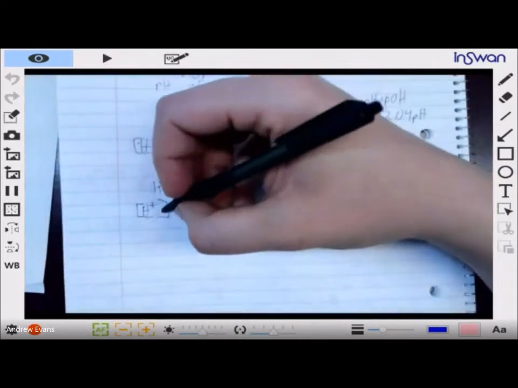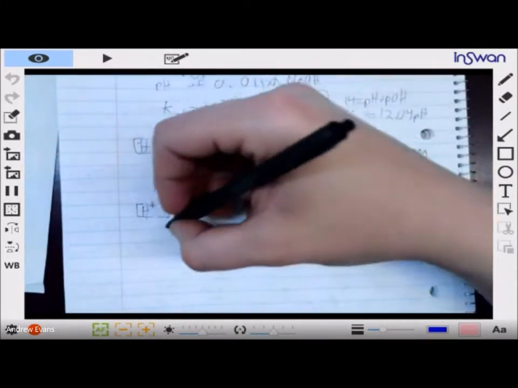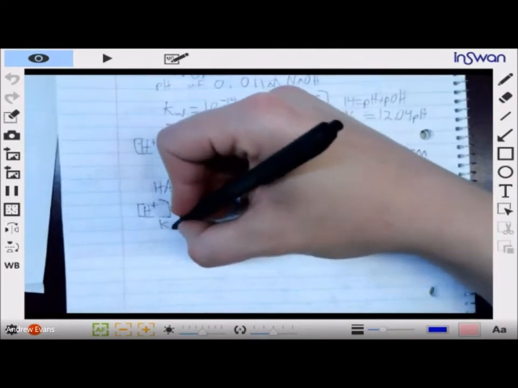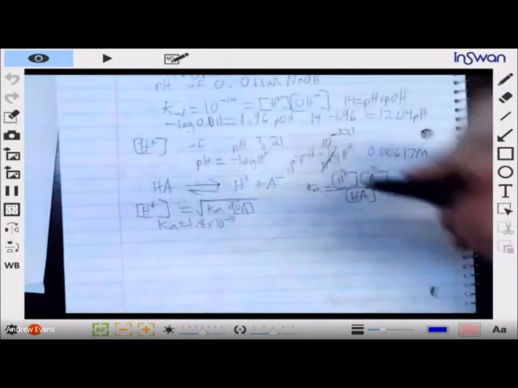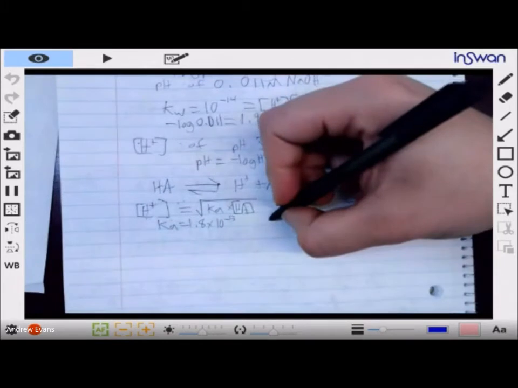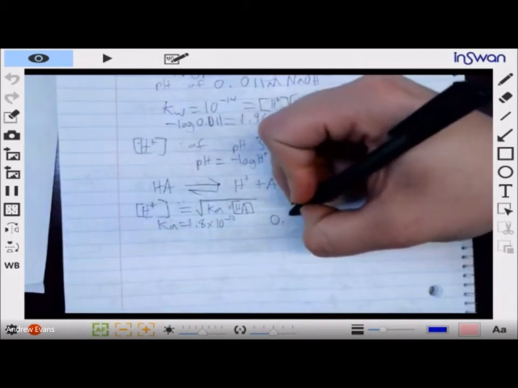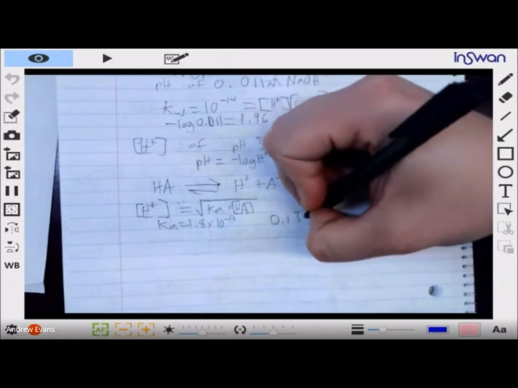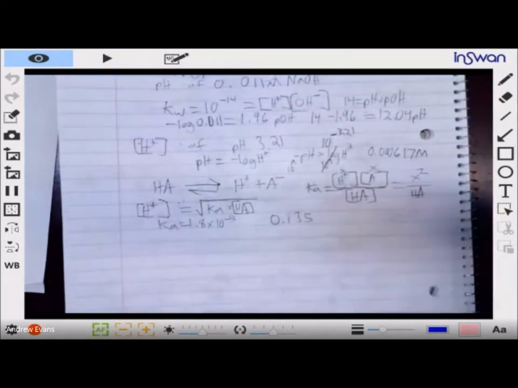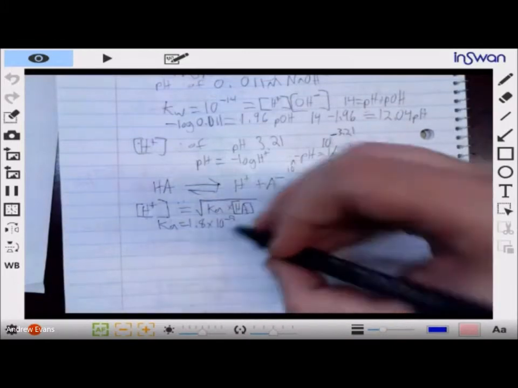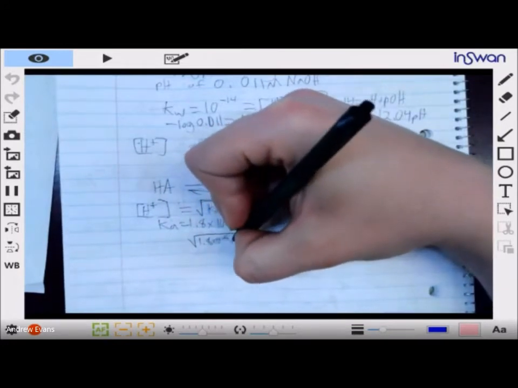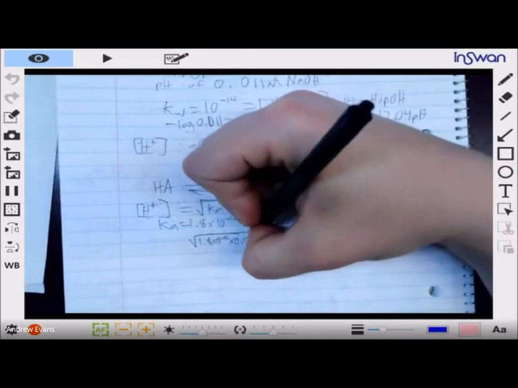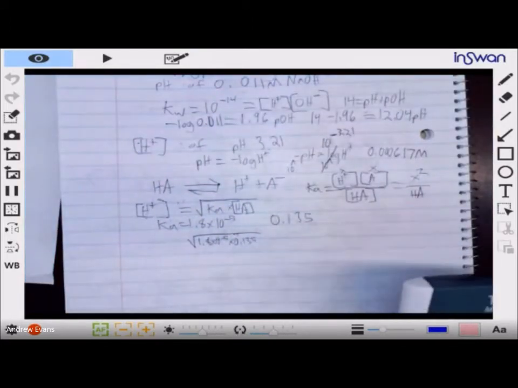Now I'm going to use acetic acid because I remember the Ka like the back of my hand. Ka for acetic acid is 1.8 times 10 to the negative fifth. If we have an initial concentration of 0.135, what would be our H plus and what would be our pH? Well, to do that, we're going to say the square root of 1.8 times 10 to the negative fifth times our 0.135. So that's going to give us our H plus.